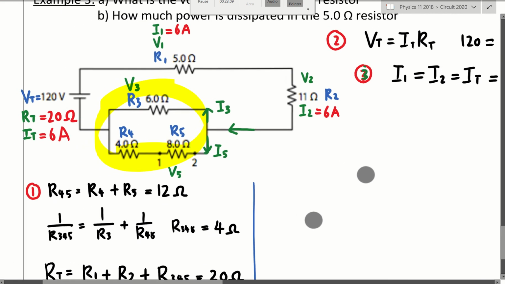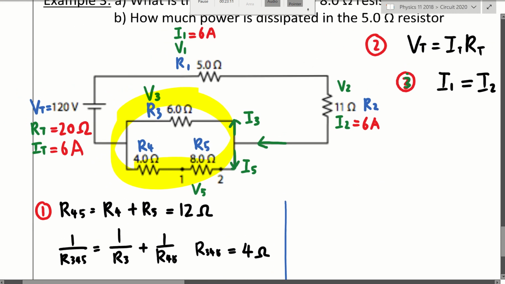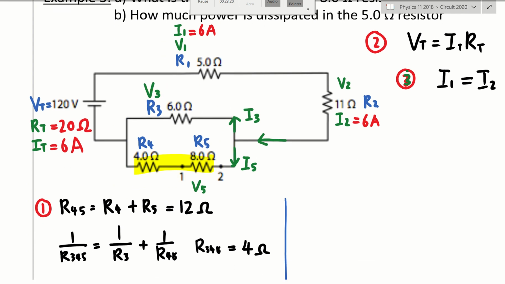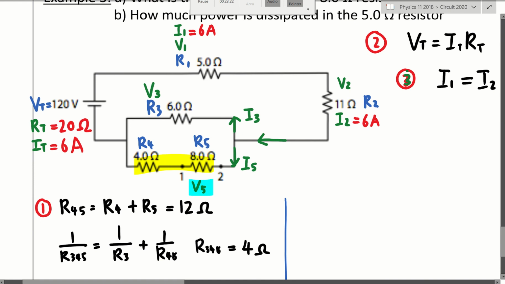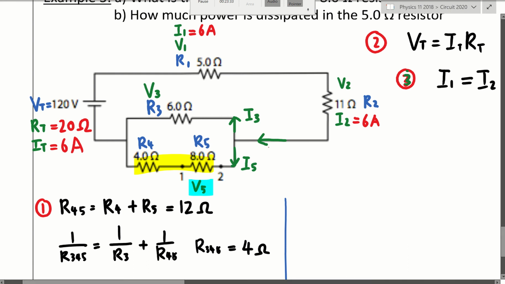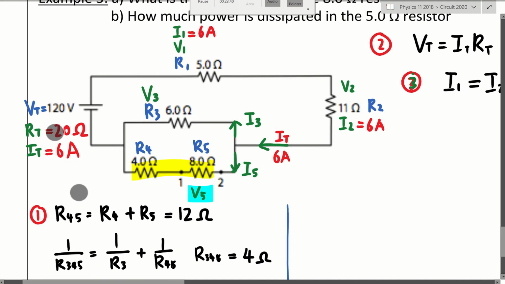Now we're inching closer and closer to what we need. What do we really, really want at the end? It's V5. I don't think I have mentioned that. V5 is our question for part A. So if I want V5, can I get V5 right now? Unfortunately, you can't. What you know right now is there is an I total of 6 amp coming in.